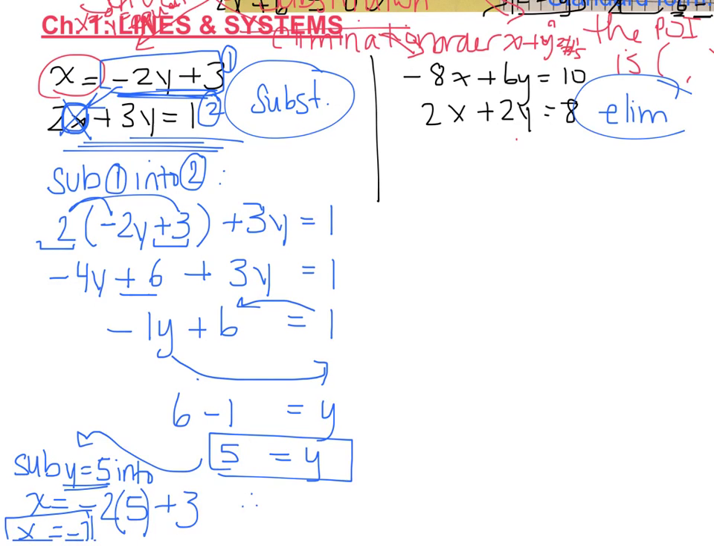So therefore, the POI is, I put the x coordinate first, so negative 7, and the y coordinate next, which is positive 5. So the POI of these two lines is negative 7, 5. Now let's take a look at the method of elimination.